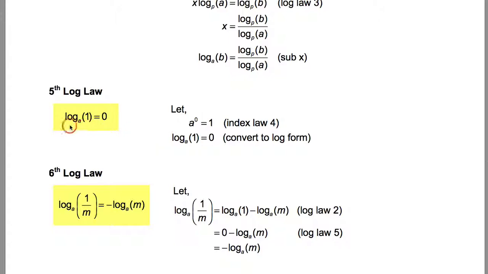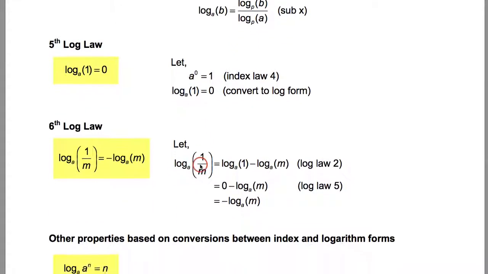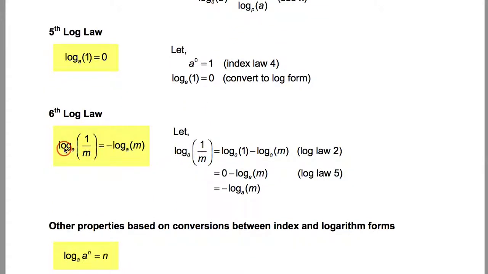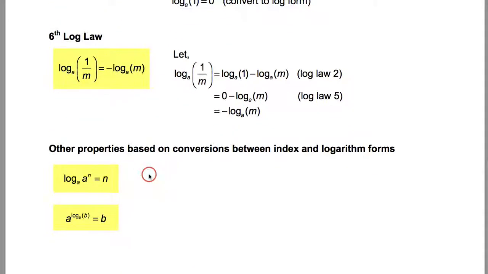The fifth log law, log base a of 1 is equal to 0. And it's just the reverse of our index law where we have a to the power of 0 equaling 1. Our sixth law, log base a of 1 on m is equivalent to having a negative log base a of m. Just makes that negative.